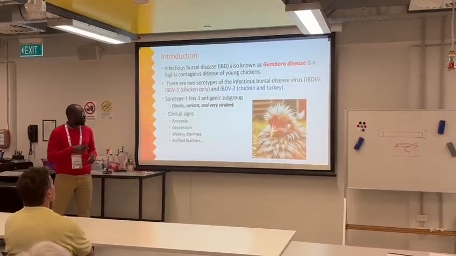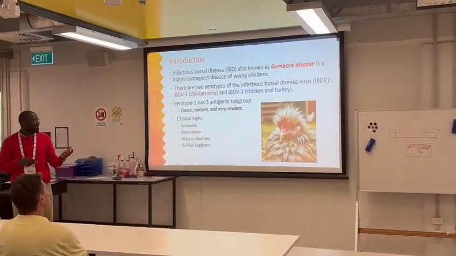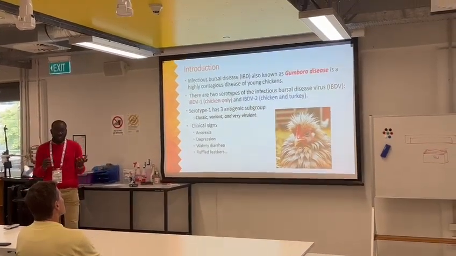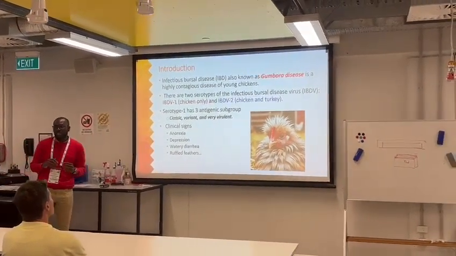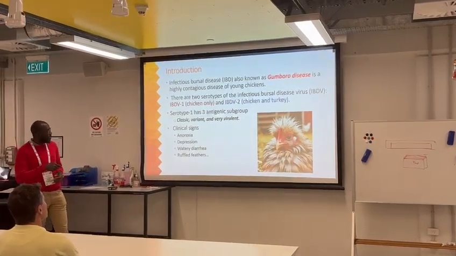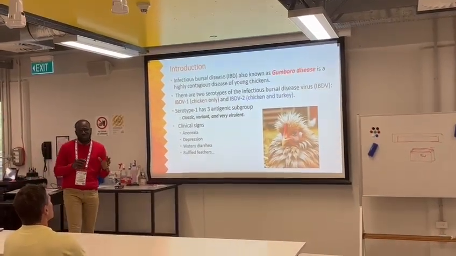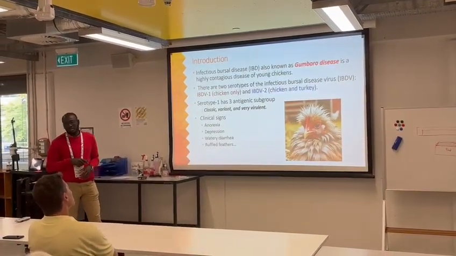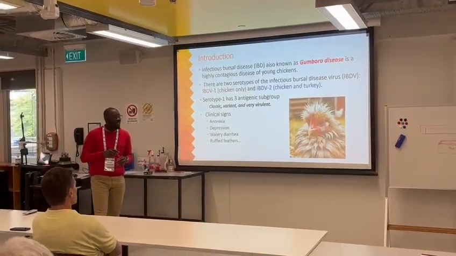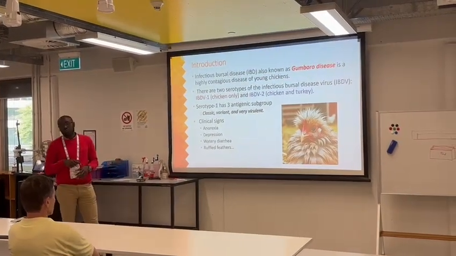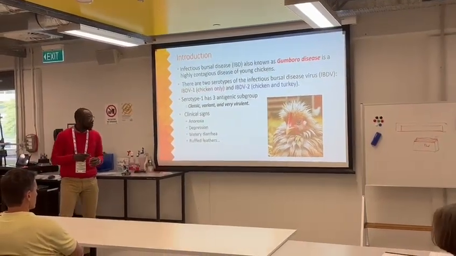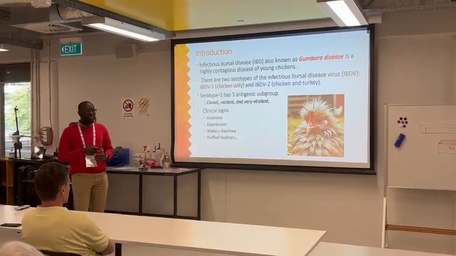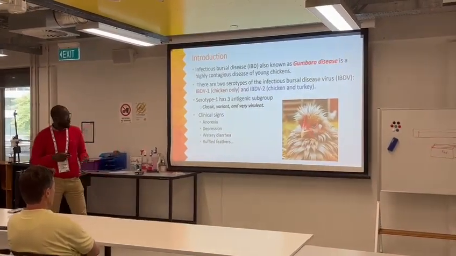For serotype 1, we have 3 antigenic groups: the classic one, the variant and the very virulent. The only difference between these 3 antigenic subgroups is the mortality rate. For example, the classic one has between 25 to 50% mortality, while the variant antigenic is less than 10%, but the very virulent one could be up to 100%. So that is why we need to understand the dynamics of how this disease transmits within poultry.